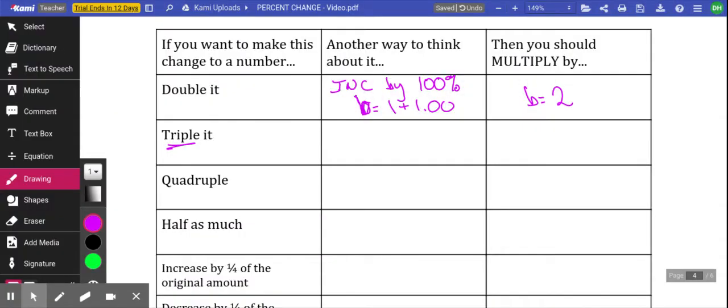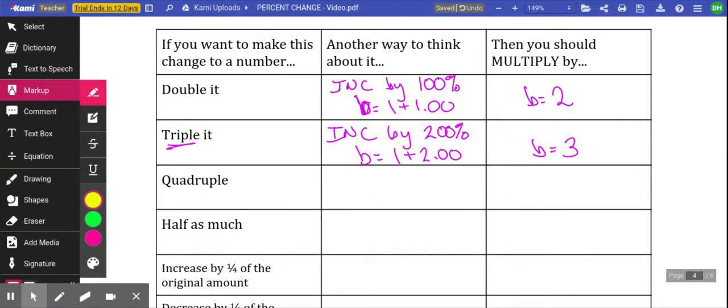Okay, if we triple something, we're actually increasing by 200%, believe it or not. So your b value is going to be 1 plus 2.00. In other words, b is going to be a 3. Well, now that part makes sense. You may say, you know what, I'm not sure why we're increasing by 200% if you're tripling it.